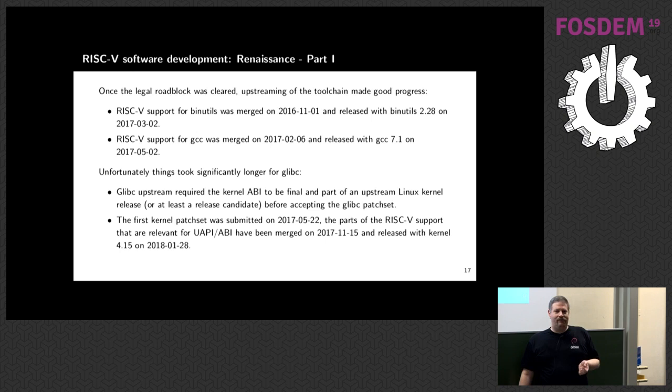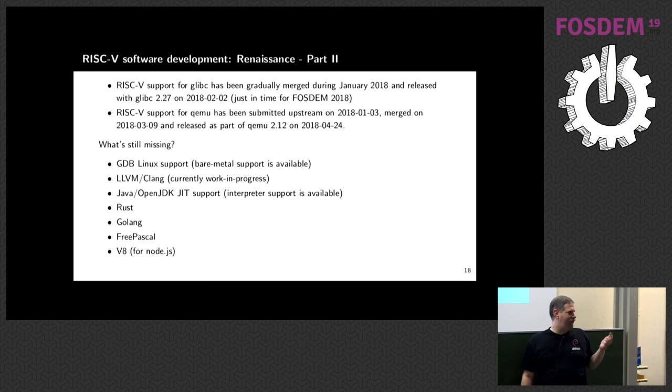So effectively, at last FOSDEM, exactly 1 year ago, we were there that we had toolchain, kernel, things were working, things were upstream. We could start with a bootstrap of the distribution. There were some tools that were still missing. GDB Linux support is still missing. We have bare metal support, but not for Linux debugging. As you have heard probably in the talk before, LLVM and Clang support is still work in progress. We hope to sometime this year have a release that will properly work for distribution users.